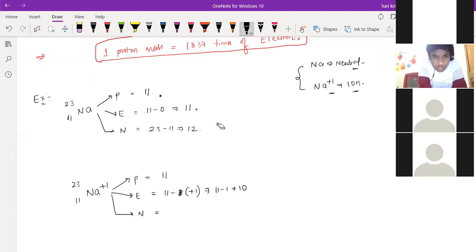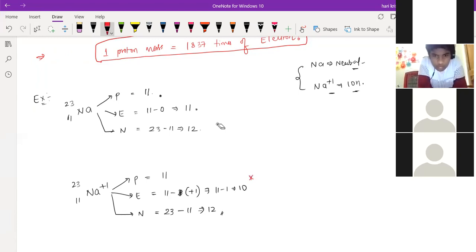What about the neutron case? Sir, neutron count is 12. Not the 23. It is just the mass number minus atomic number. So it is 12. Understand now? Yes, sir.